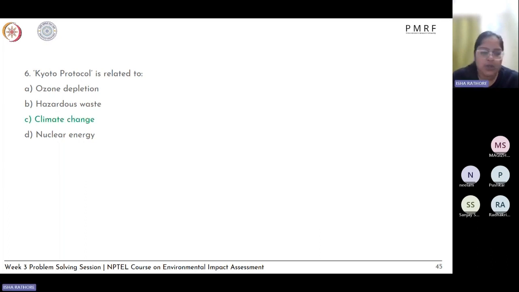Okay, so the Kyoto Protocol is associated with climate change, that is limiting the rise in the surface temperature of the Earth to well below 2 degrees centigrade and preferably within 1.5 degrees. Okay, so it's associated with taking measures for climate change.